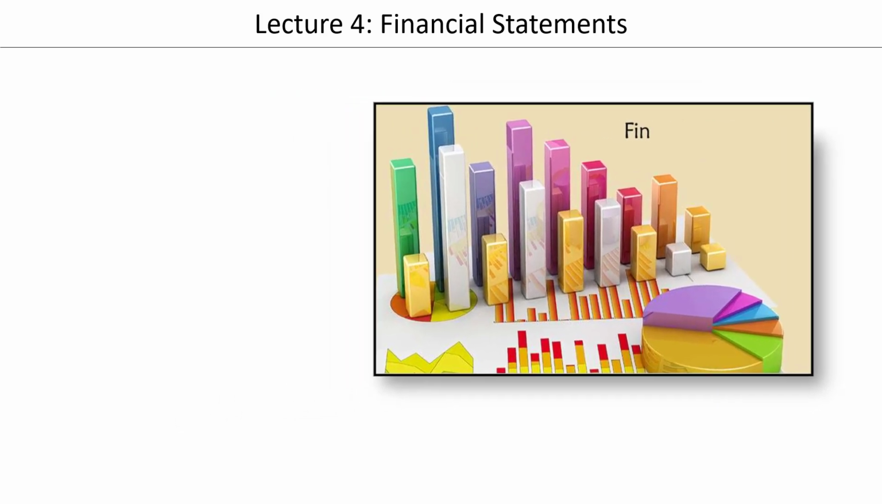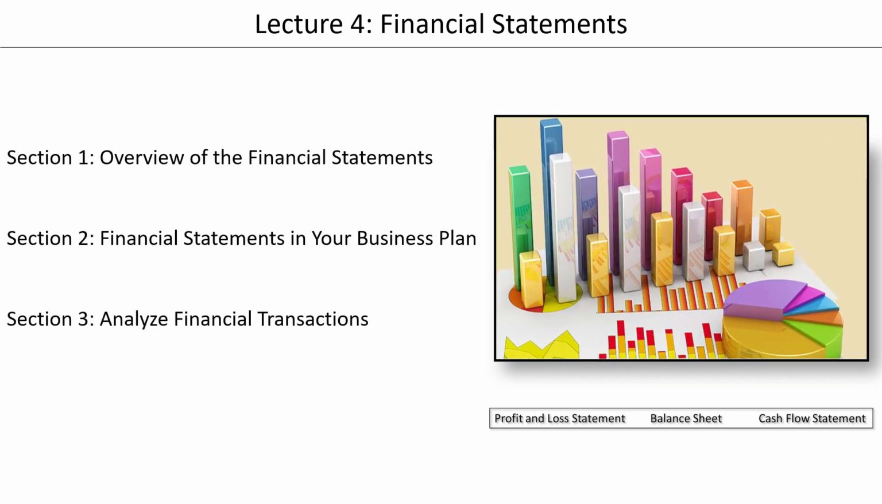First, I want to divide this lecture into three sections. In the first section, I'll give you an overview of the financial statements. In the second section, we'll discuss the financial statements a lender wants to see in your business plan. And then finally, in the third section, we're going to analyze financial transactions and how they impact each of the financial statements. Now, these financial transactions include receiving income from customers, paying business expenses, and purchasing equipment. All right, so let's get started with section 1, an overview of the financial statements.